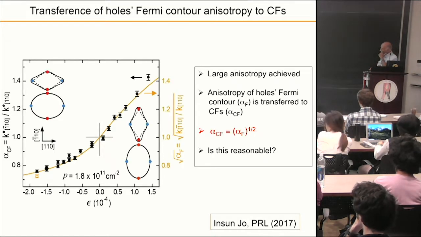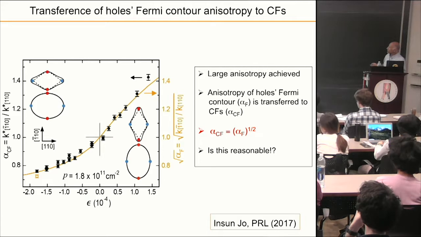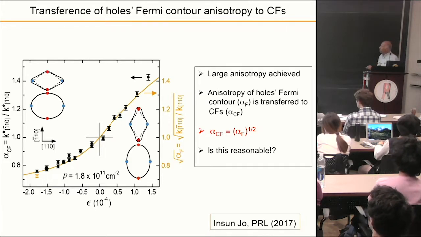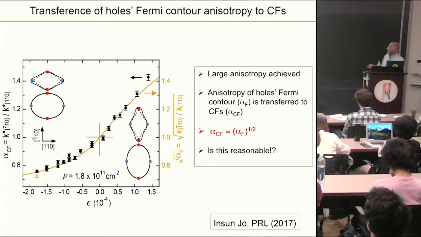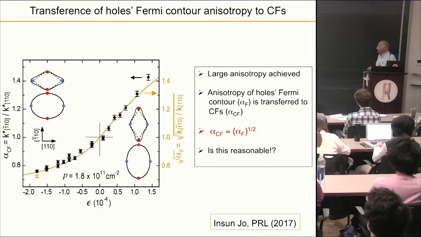If I add the data for the fermions, for the holes near zero field, that's this brown or orange line shown here. You notice there is a very good agreement with the data for the composite fermions, except that what I've done is plot the square root of the anisotropy for holes, for the fermions. In other words, the anisotropy of composite fermions goes as the square root of the anisotropy of fermions. This is, I would say, a simple experimental finding. There is no adjustable parameter here. The only thing I've done is just plot the square root, and that's how it falls on top of it. So you can say, is that reasonable?